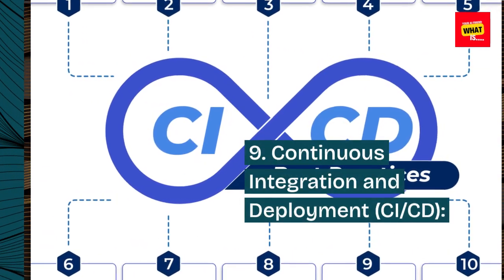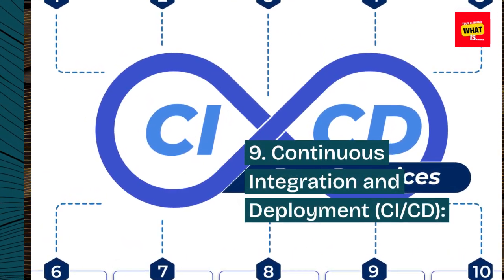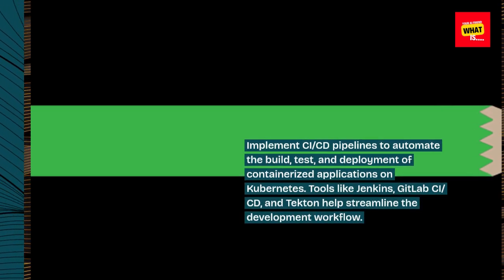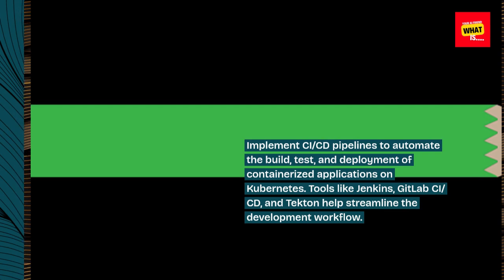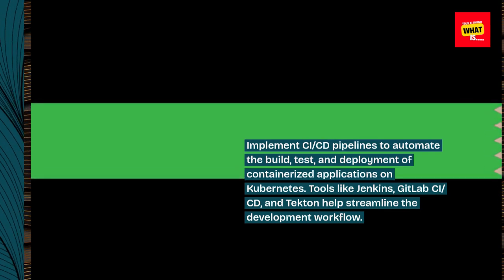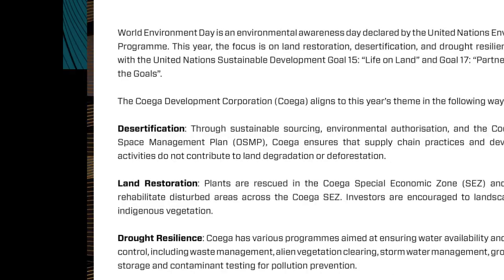9. Continuous integration and deployment, CI/CD. Implement CI/CD pipelines to automate the build, test, and deployment of containerized applications on Kubernetes. Tools like Jenkins, GitLab CI/CD, and Tekton help streamline the development workflow.